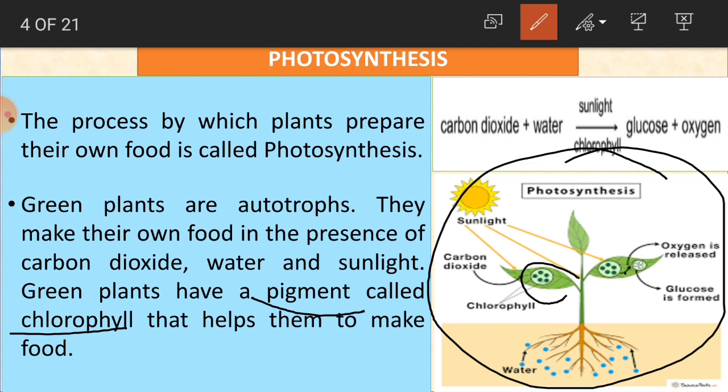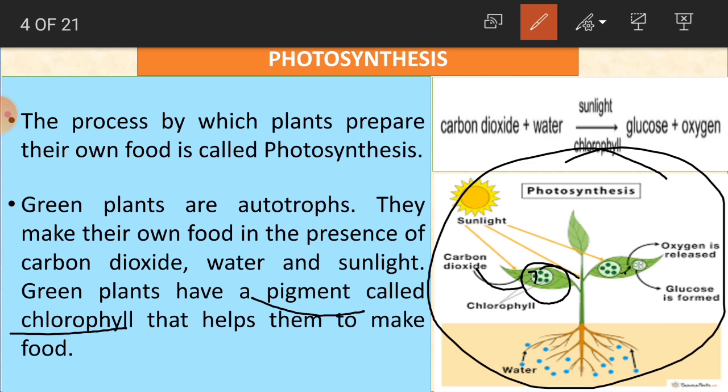Are you able to see, children, this part with small holes on the green leaf in the circular diagram here? This part is chlorophyll. This chlorophyll is helping the plant to make the food. Here oxygen is released and glucose is formed. The plant is taking the carbon dioxide which is present in our air, and it is releasing the oxygen.